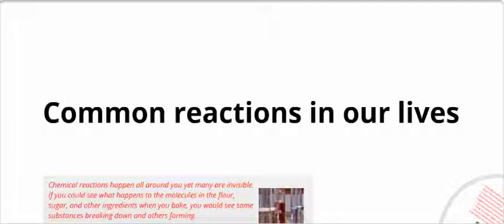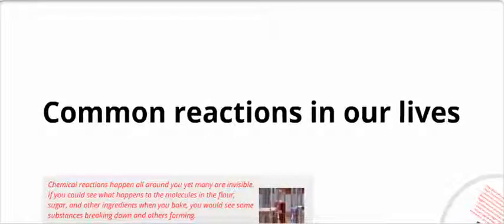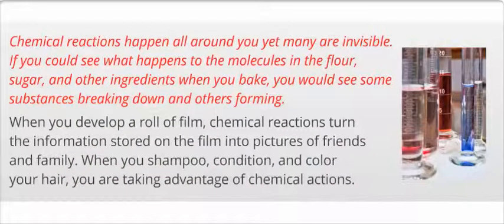Alright, so now we're going to talk about common reactions in our lives. So chemical reactions happen all around us, yet many are invisible. If you could see what happens to the molecules in flour, sugar, and other ingredients when you bake, you would see some substances breaking down while others form. When you develop a roll of film, chemical reactions turn the information stored on the film into pictures of family and friends. When you shampoo, condition, and color your hair, you are taking advantage of chemical reactions.